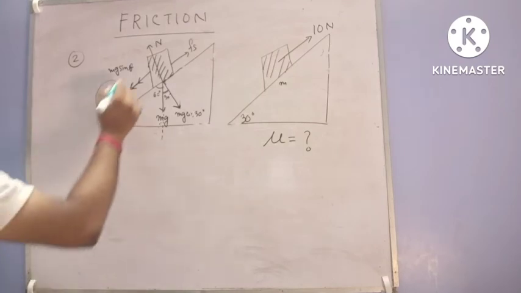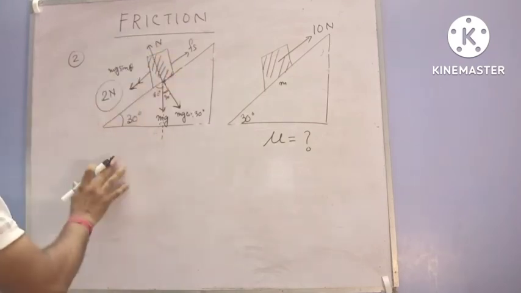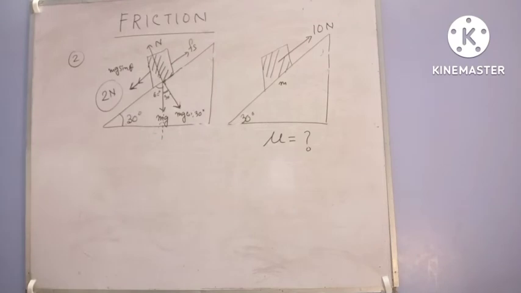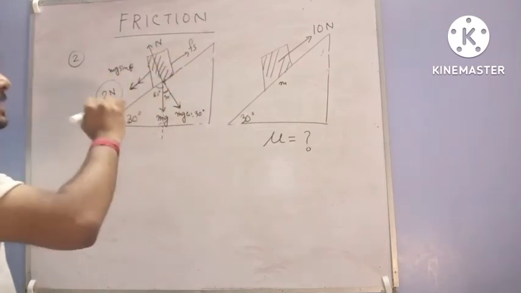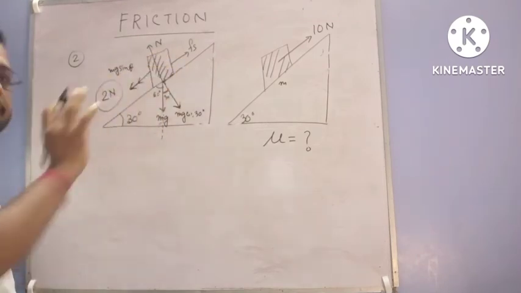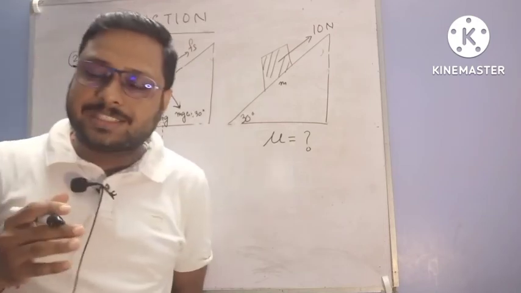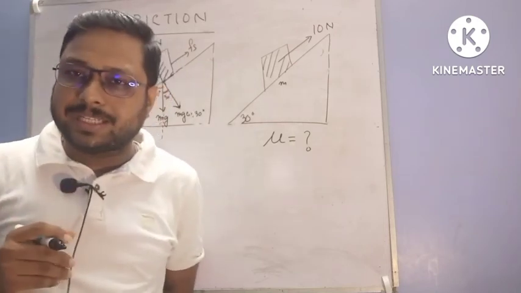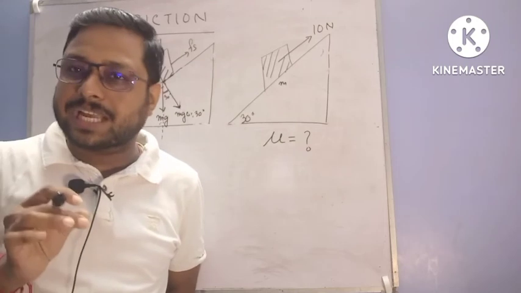Therefore, if we balance the forces, as the block remains stationary, the acceleration is 0. Acceleration 0 means the forces are in equilibrium, that is, the net force acting on the block is 0.